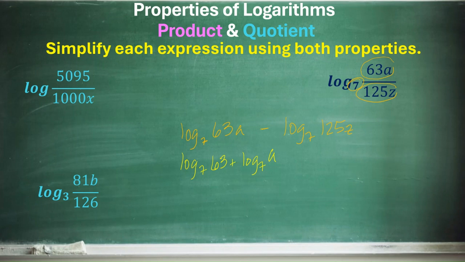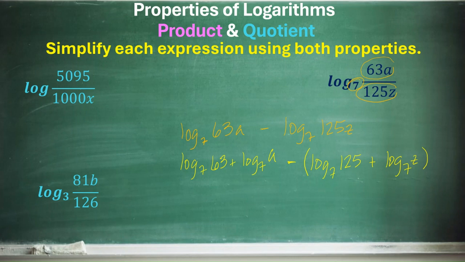So if we needed to get the log base 7 of a by itself, we could do that, if we're simplifying or solving an equation. Minus, and I'm going to put a parenthesis here because this minus is going to carry through to both terms, log base 7 of 125 plus log base 7 of z.